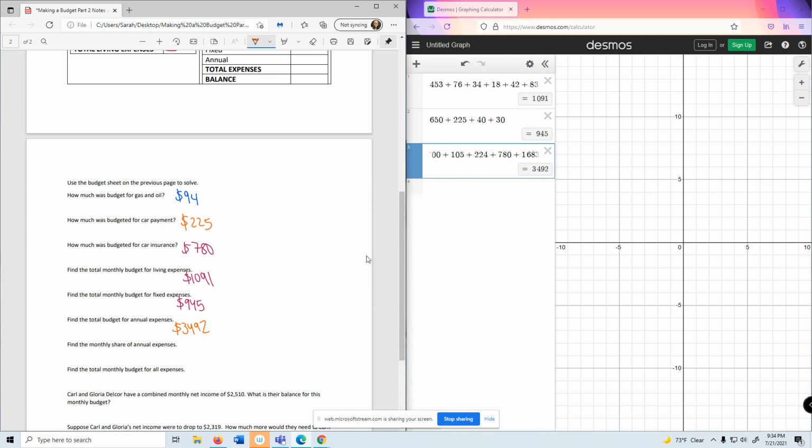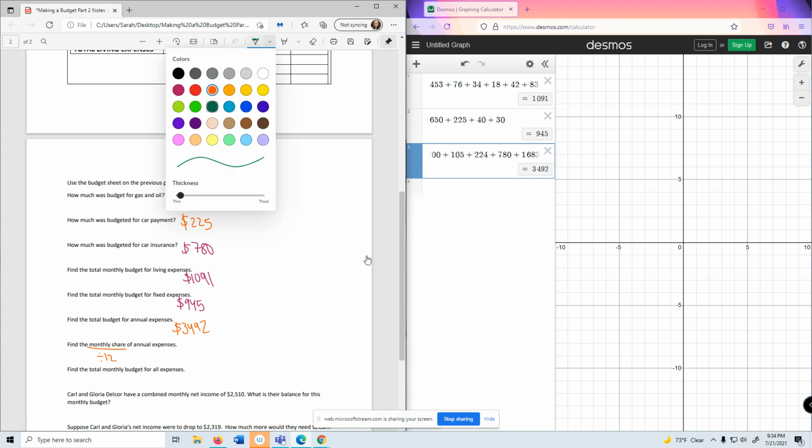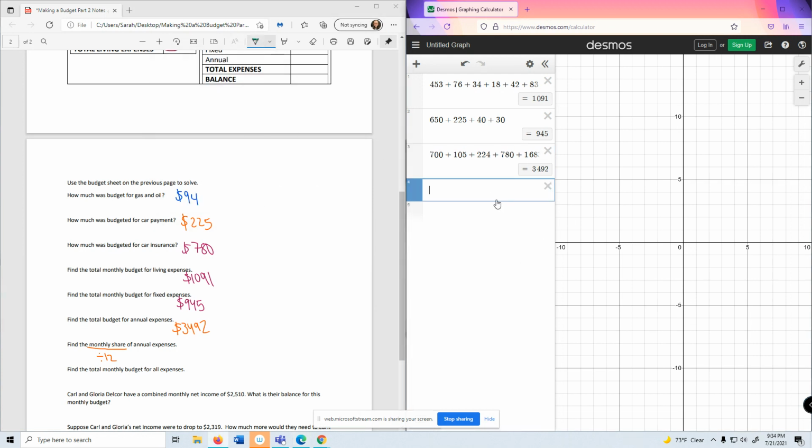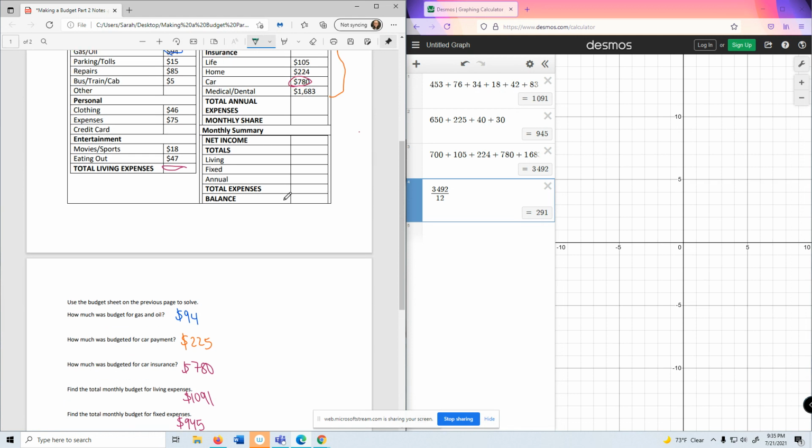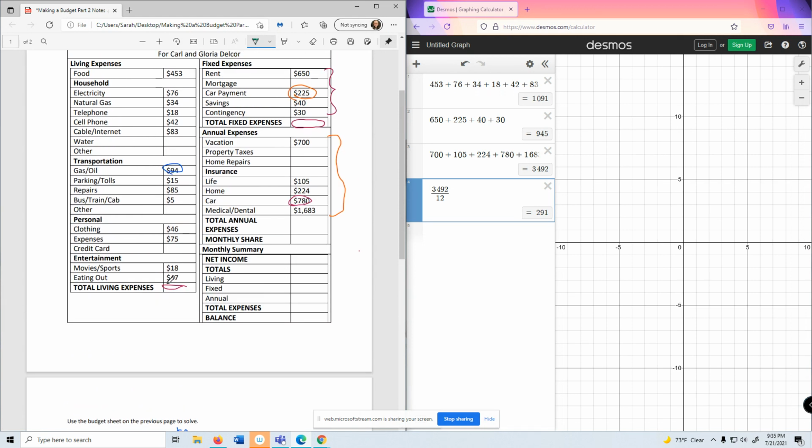What we then usually do for annual expenses is find the monthly share. Since there are 12 months in a year, we take the total annual amount and divide by 12. So we are taking that annual amount, which was $3,492, divided by 12, which gives us $291. So now if we are going to add all of our expenses, we are adding our living expenses, our fixed expenses, and the monthly share of our annual expenses.